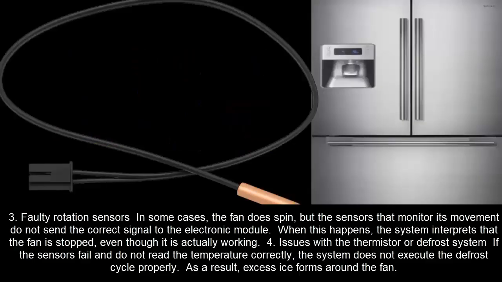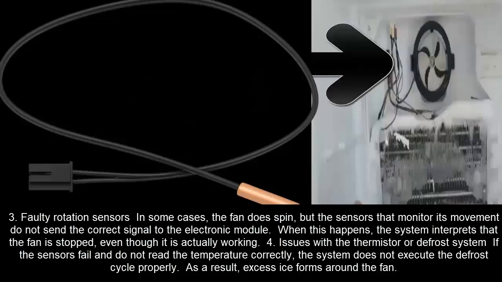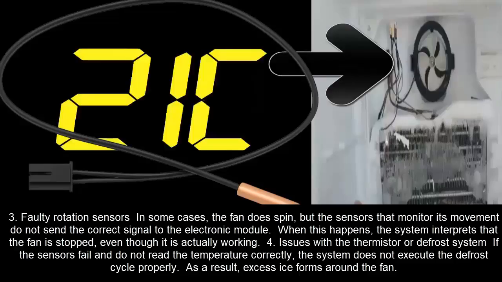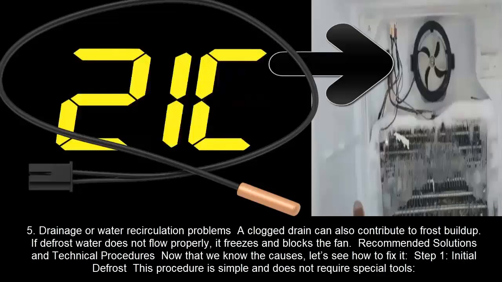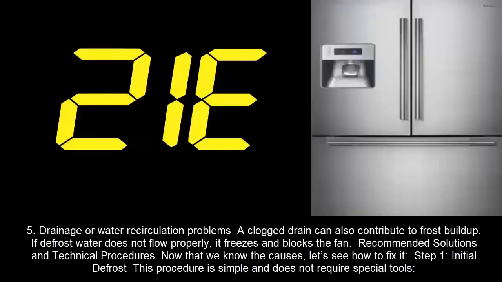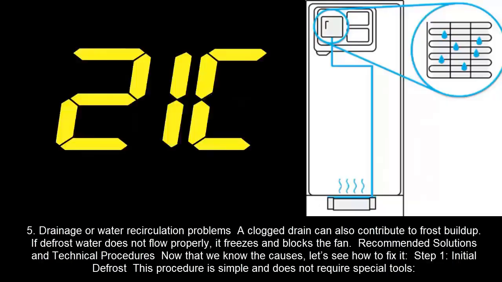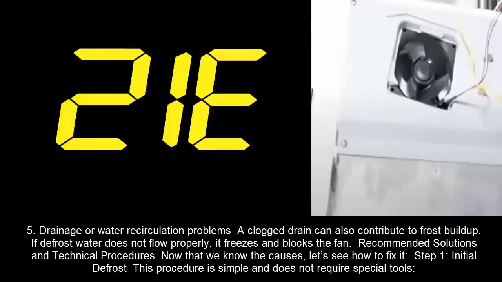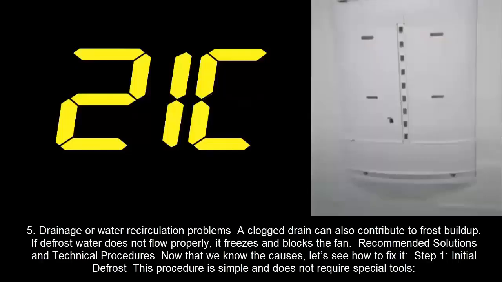4. Issues with the thermistor or defrost system. If the sensors fail and do not read the temperature correctly, the system does not execute the defrost cycle properly. As a result, excess ice forms around the fan. 5. Drainage or water recirculation problems. A clogged drain can also contribute to frost buildup. If defrost water does not flow properly, it freezes and blocks the fan.